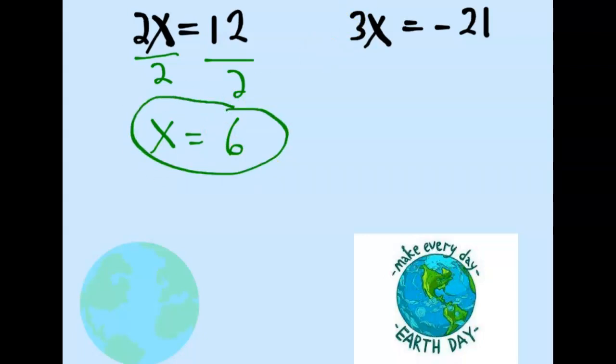The next one, it says 3 times x equals negative 21. So we isolate x by dividing both sides by 3. So now 3 divided by 3 is 1, so that's 1x. 21 divided by 3 gives us 7. And then if we check the sign, that's negative. Without the sign, it's positive. So 2 different signs. Our answer is negative 7.